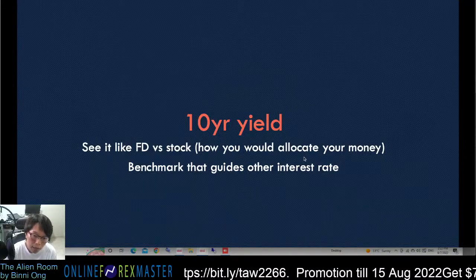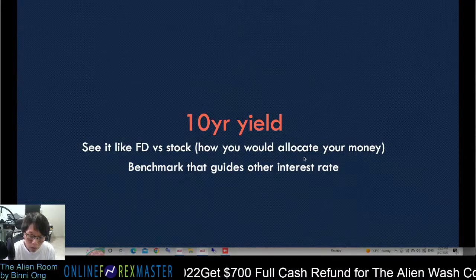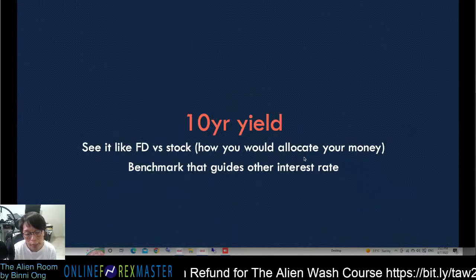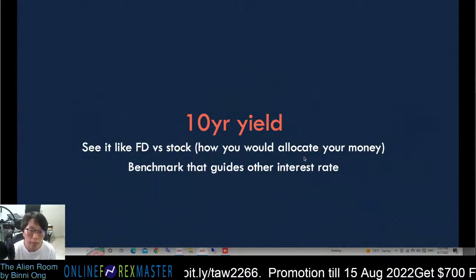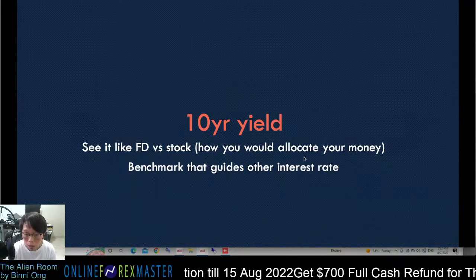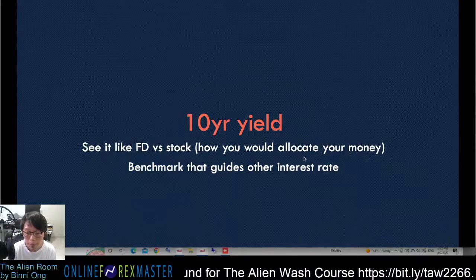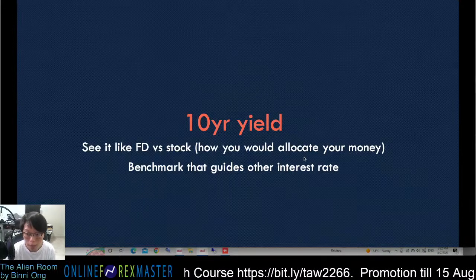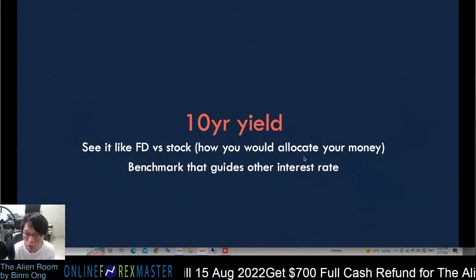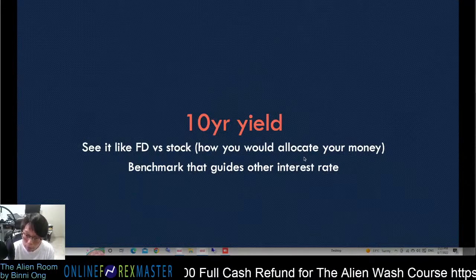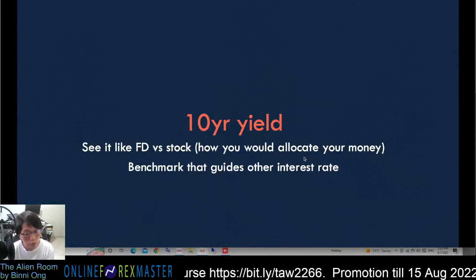Now why do you want to take a look at the 10-year U, the 10-year US Treasury yield? Because it's how you want to allocate your money. Let's say for example, to an investor, if the 10-year U is right now at 3%, you would put your money into the 10-year U because it's one of the safest investments in the world, and you get 3%. But when you have put your money into the 10-year U, then you don't have money to allocate to stocks. Every $1 you have can only be put into one instrument at any one point of time, so putting that into the 10-year U means you don't have a chance to put it into the stocks.